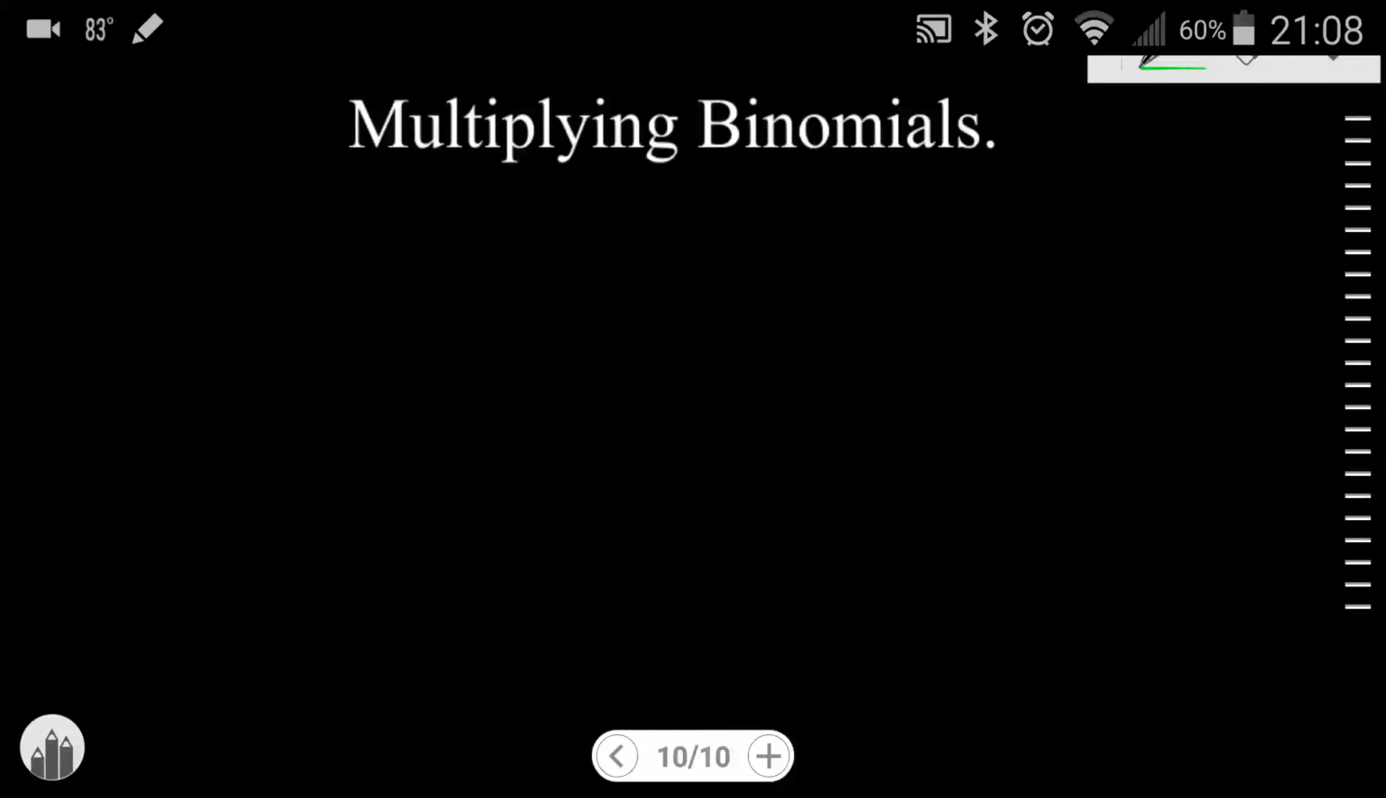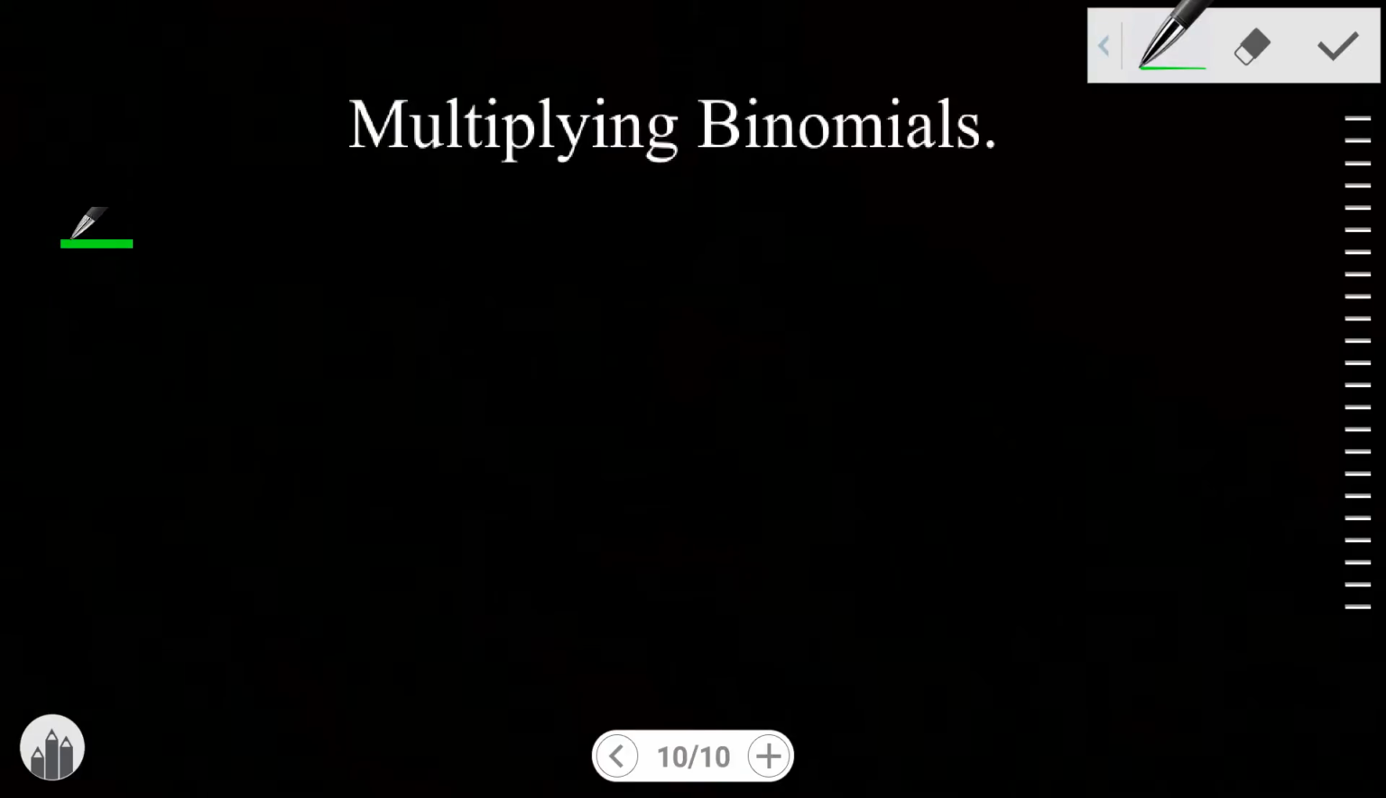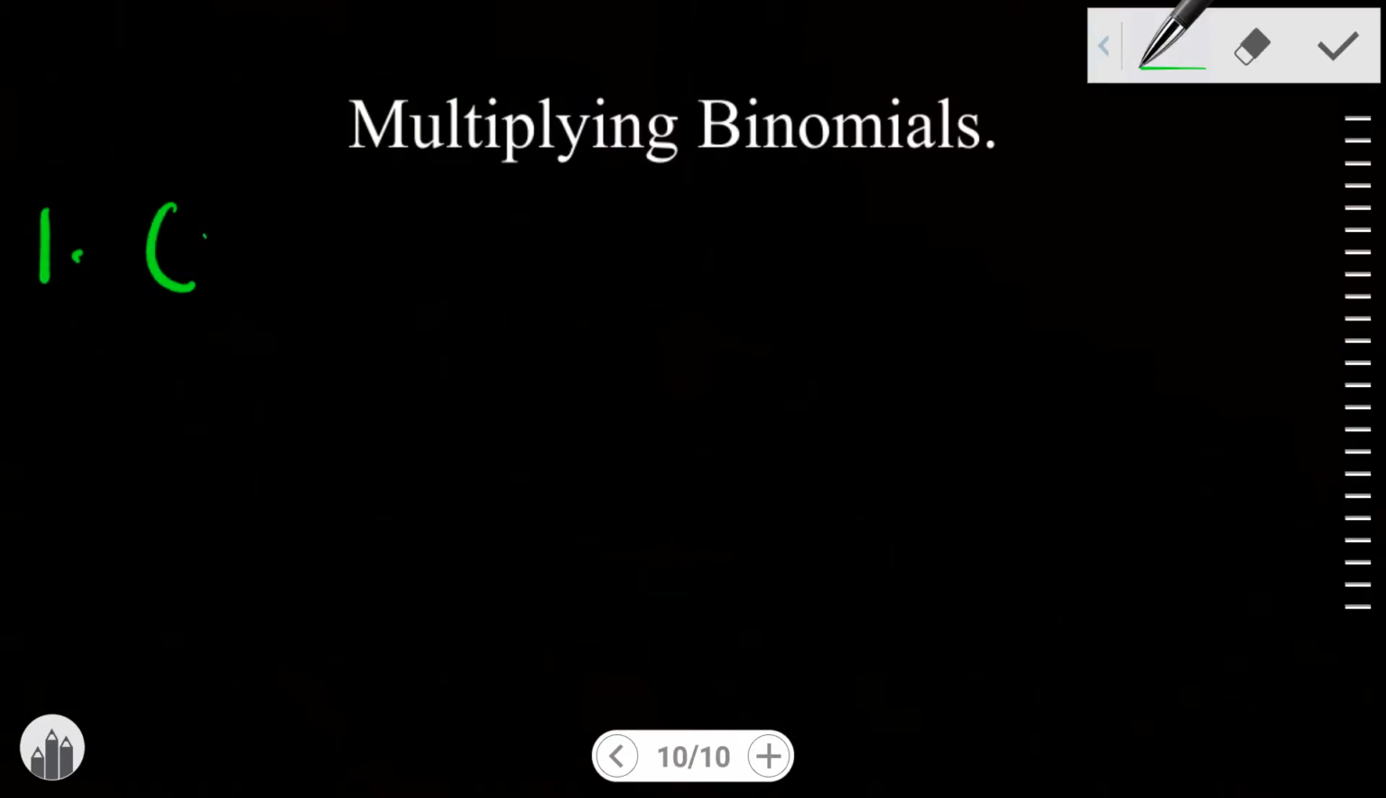All right, so today we're going to be multiplying binomials. So we're going to be taking the quantity. The first example is going to be the quantity of y minus 3 times the quantity of y plus 5.